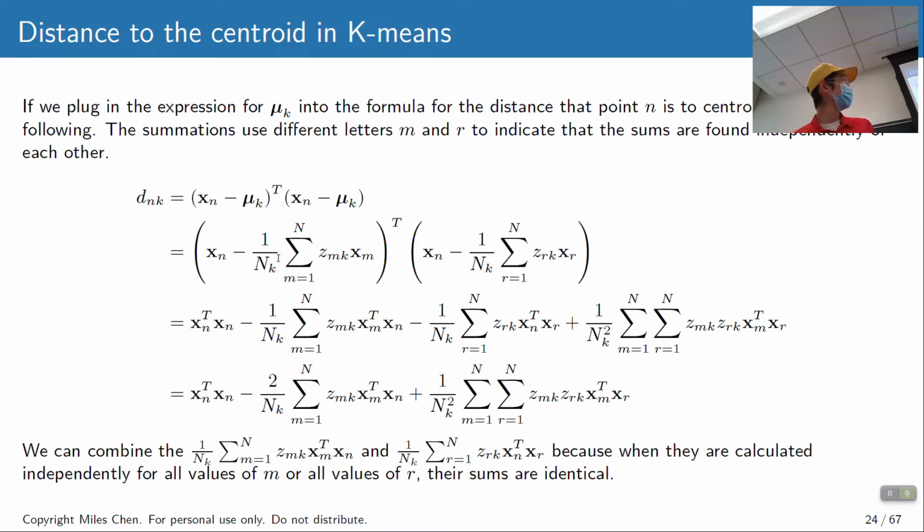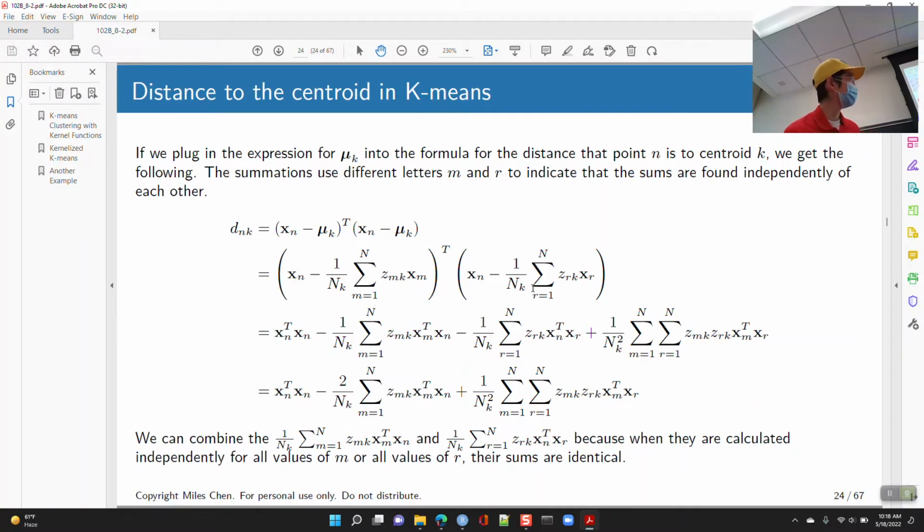So I have xn minus the sum of all of the points assigned to cluster K divided by n sub k, and then transpose xn minus this. Here I have the summation with the subscript m, and over here I have the summation with the subscript r, because we're taking the product of these things, and this summation has to be found independent of this summation. So that's why you're going to see all of these different letters and subscripts.